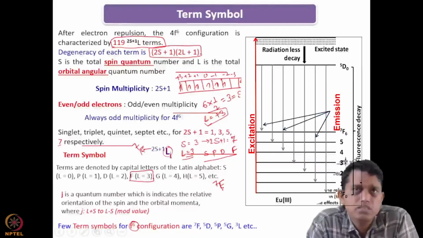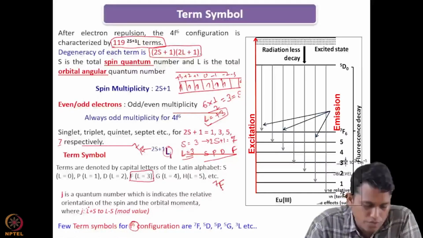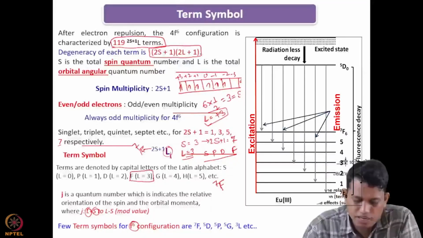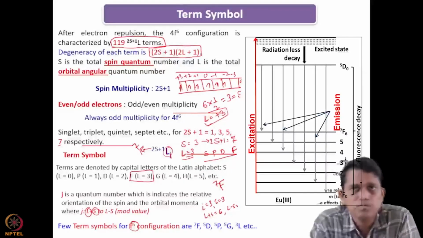What about the J number? As I've shown, it depends on the coupling of spin and orbital angular momentum, and the values can be from L plus S to L minus S. Since again L is equal to 3 and S is equal to 3, your L plus S is 6, and your L minus S is 0. You can start from 6 and go down to the 0 value.